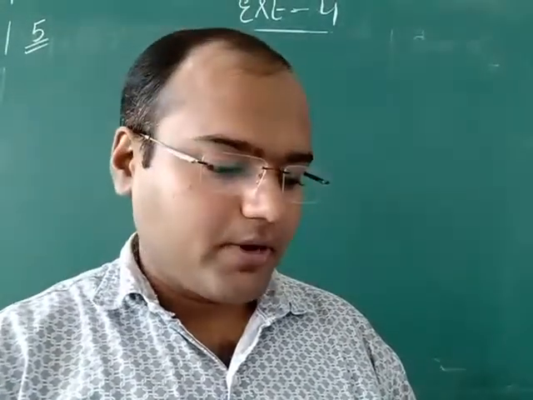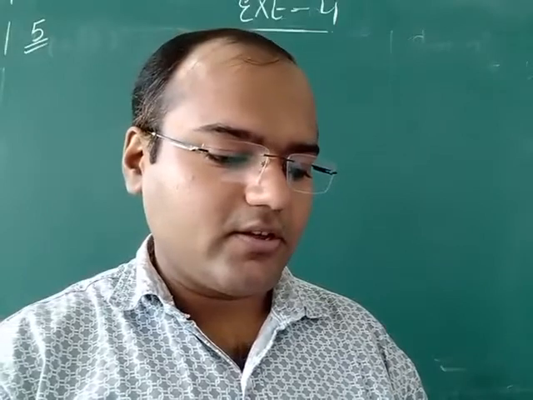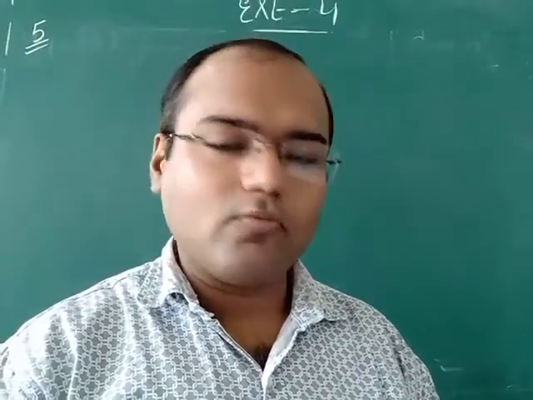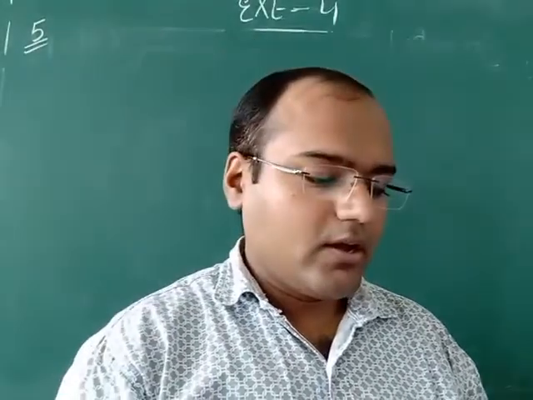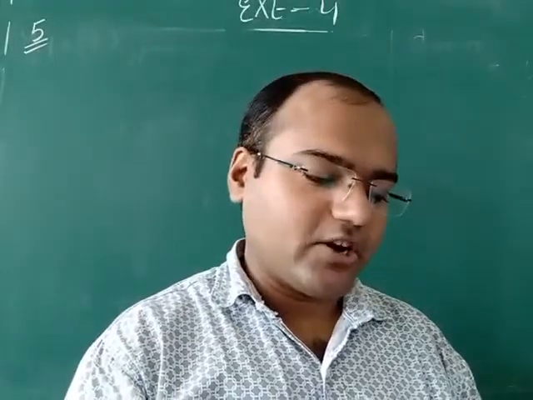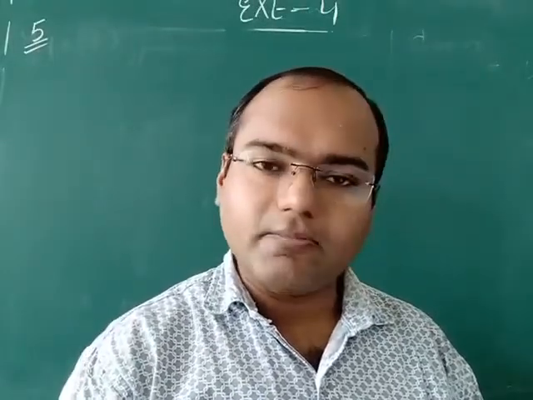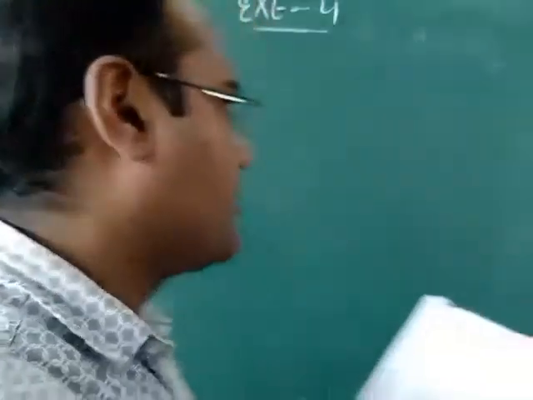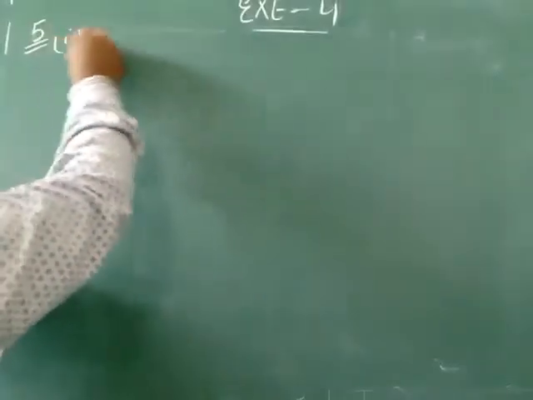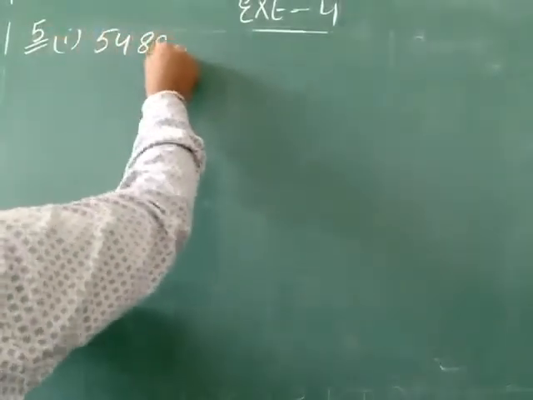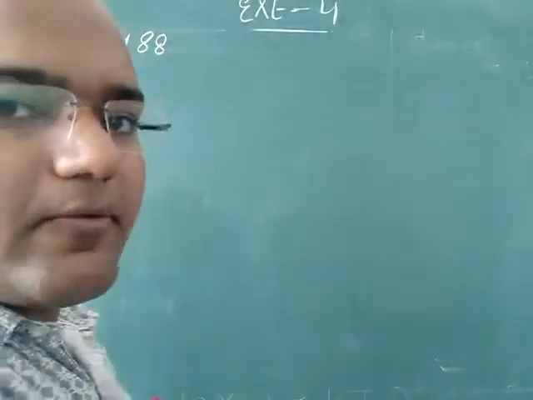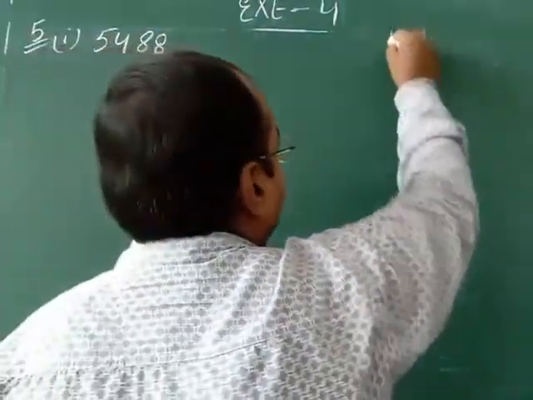Find the least number by which each number should be multiplied to make a perfect cube. What is it asking? The least number by which this should be multiplied. So the first part is 5488. First of all, you have to find the prime factors.